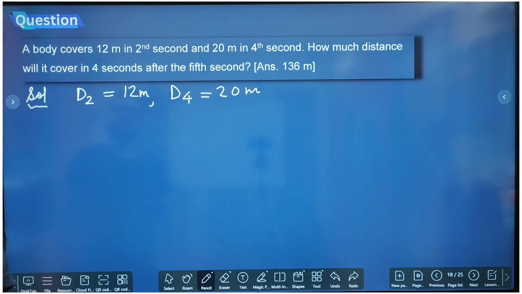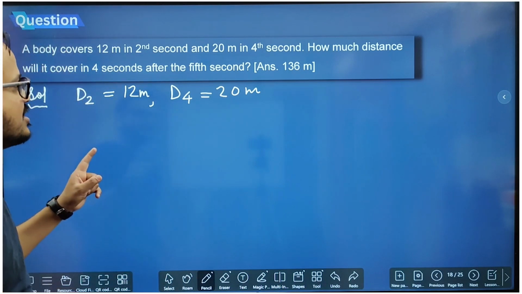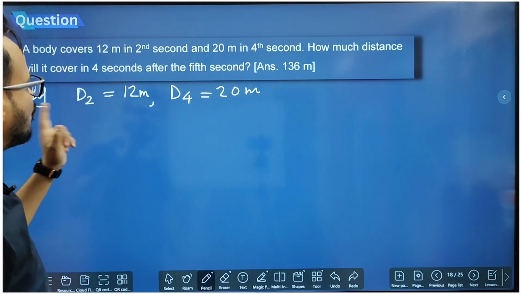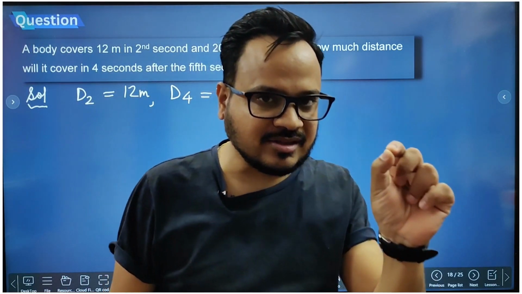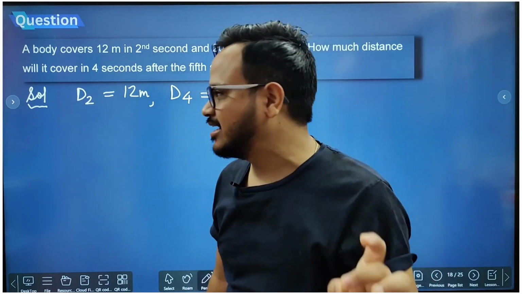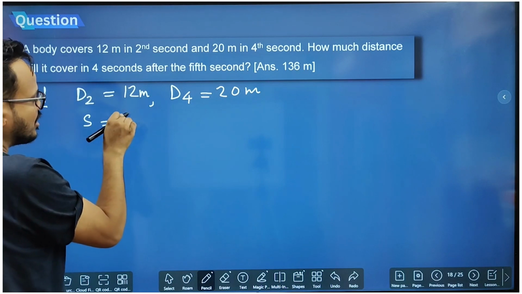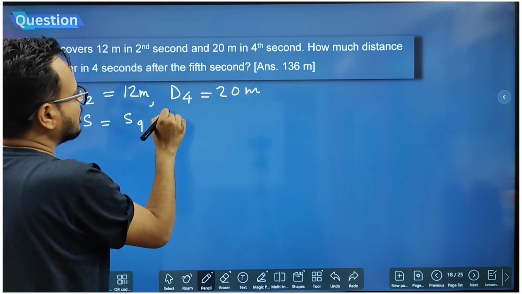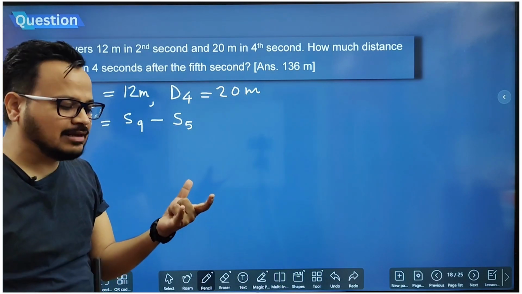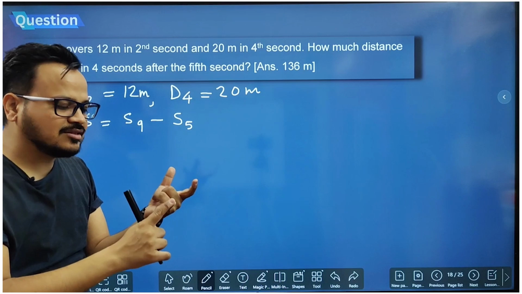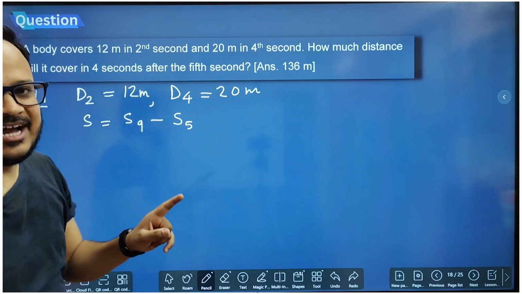How much distance will it cover in 4 seconds after the 5th second? So we have to find its distance in 4 seconds after the 5th second. What are the 4 seconds after the 5th second? 6th second, 7th second, 8th second and 9th second. So we have to find this distance S, which is S9 minus S5. Clear? This will give us the distance traveled by the body in the 6th, 7th, 8th and 9th second. That makes 4 seconds after the 5th second.